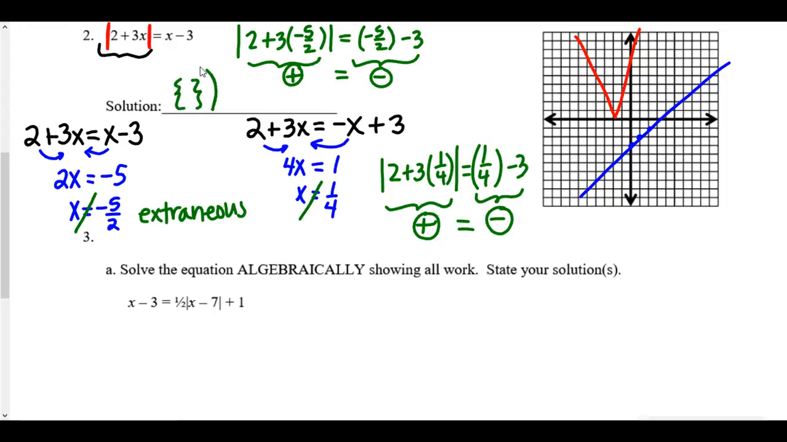I can show that by writing the curly brackets and leaving them empty, or I could write out the words no solution. Either one is fine, and my graph supported that. So things look good. No solution on that one.